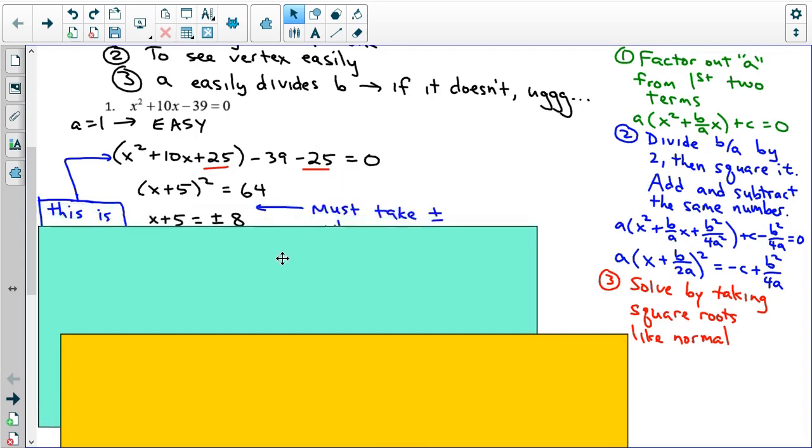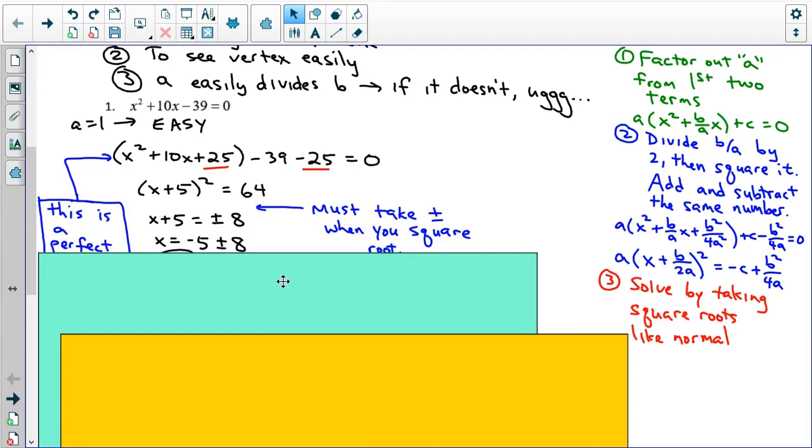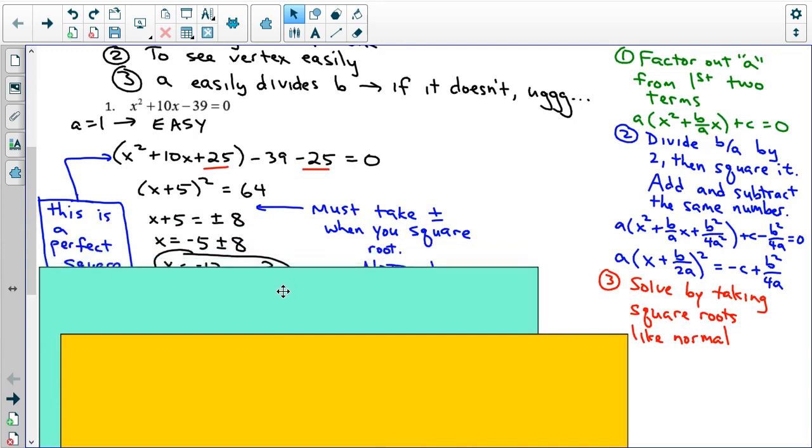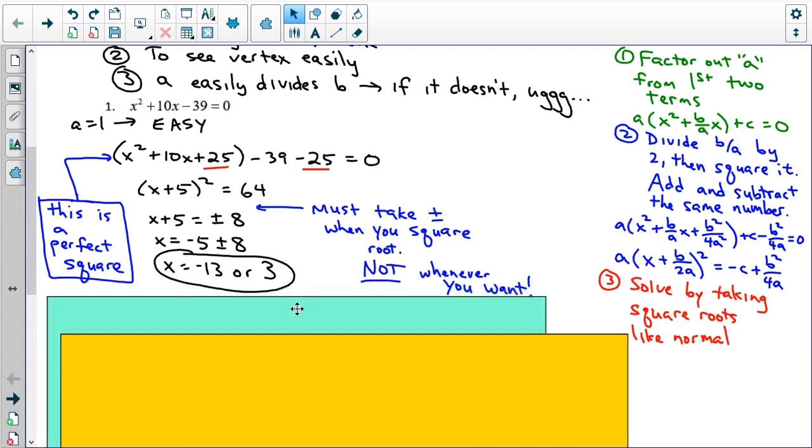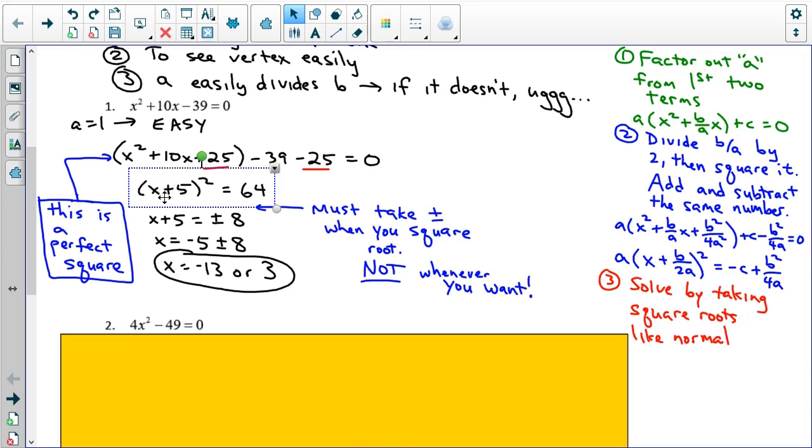And then we take the square root and we subtract the 5 or the negative 5 over. Basically, we move the 5 over to the other side. We end up with negative 13 or 3, which is exactly what we got the last two times we did this problem. Note that x squared plus 10x plus 25 is a perfect square. That's why we complete the square. It's so we can get to this step where we have x plus 5 quantity squared.